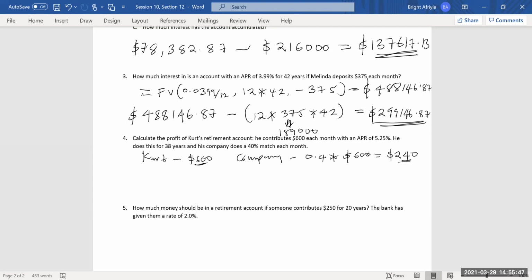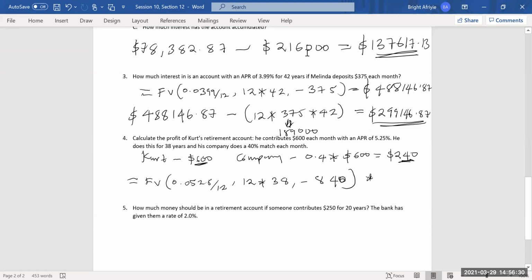We want to know the profit. So first of all, we are going to do equal sign FV and then do the APR, 0.0525 divided by 12. And then we're going to do 12 multiplied by how long? This is for 38 years, minus, so this plus that will go into Kat's retirement account. Is that okay? So that is 840 goes towards Kat's retirement. Is that okay? Good. So put this function in Excel and tell me what you got.